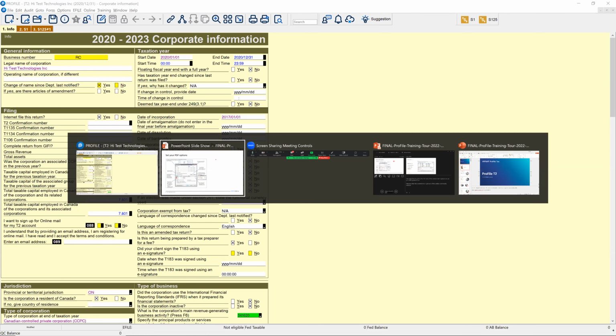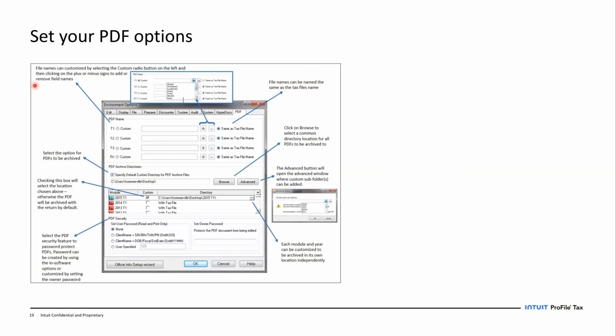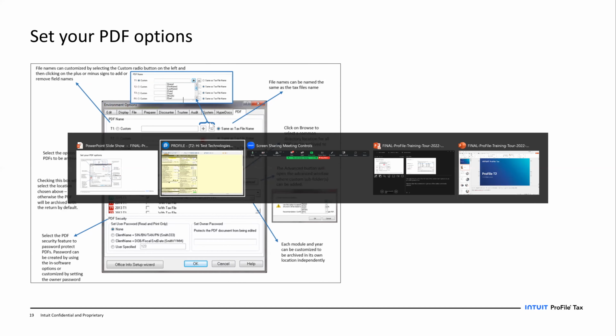Okay, so let's go back to our presentation here. So there are PDF options. All right, so if you go to Options Environment and scroll over to the PDF tab, you could tell ProFile, again, module by module. So for T2s, you could say, here's how I want you to name the return.